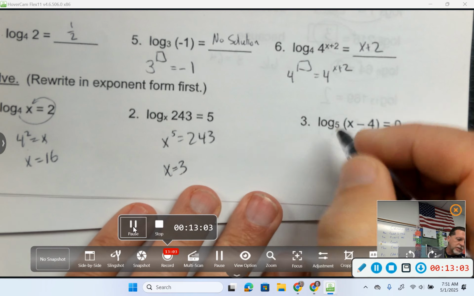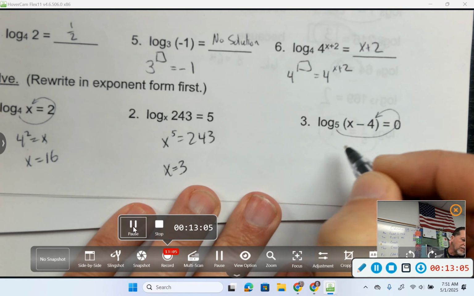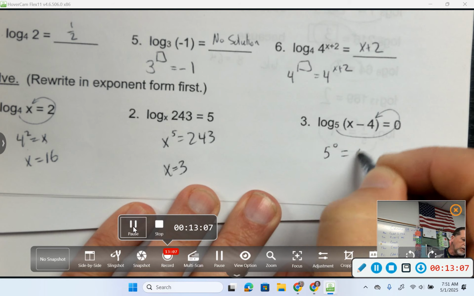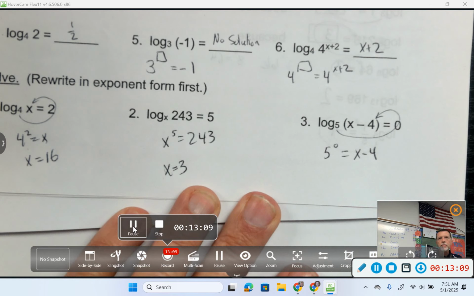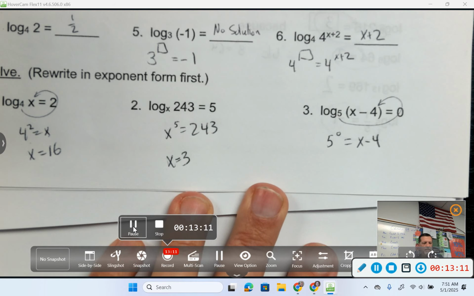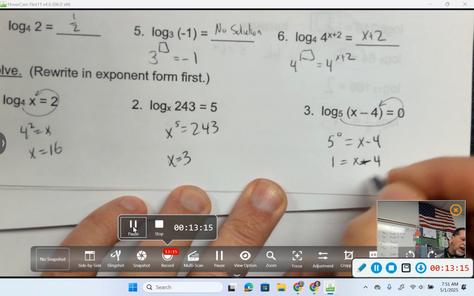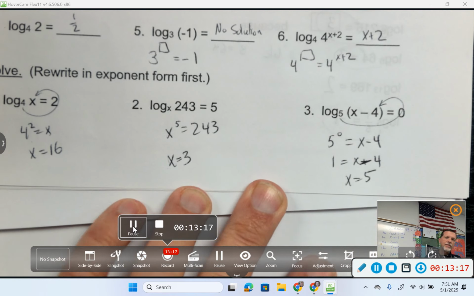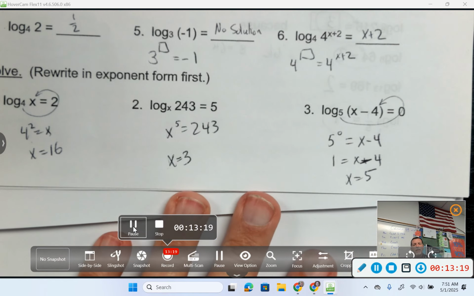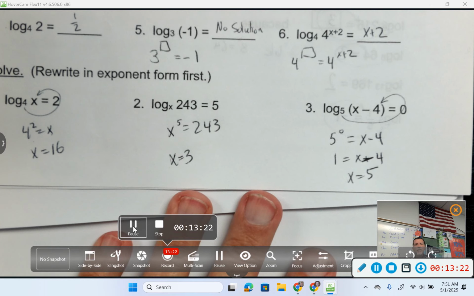And then that last one, still fish hooking, so 5 to the 0 equals x minus 4. So 5 to the 0 is 1. Add the 4 over, x equals 5. So there's 3 or 4 different things we can do, but they all get back to fish hook, fish hook, fish hook, and know your exponent rules.